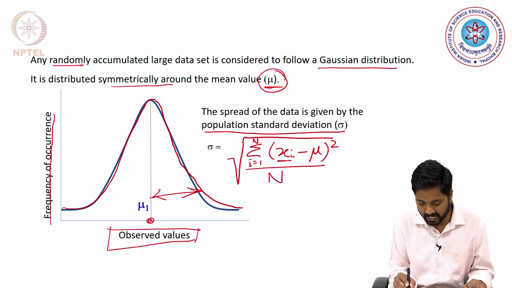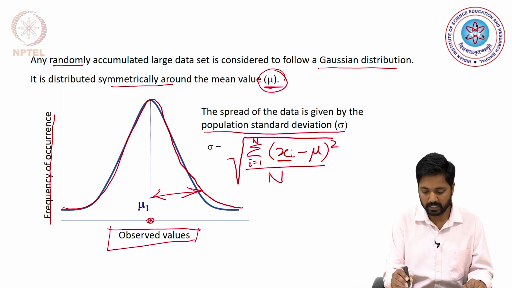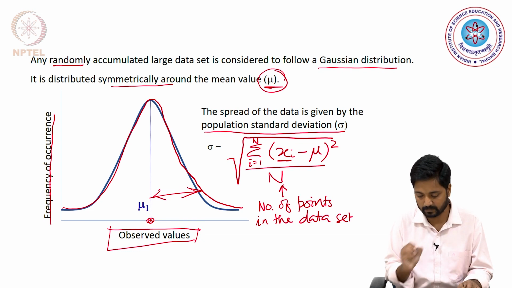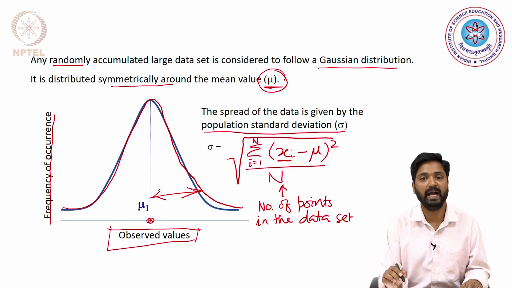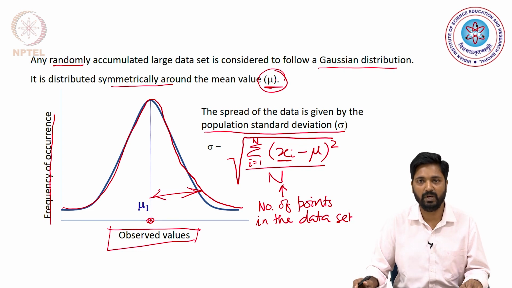So xi is the individual values of this data set, mu is the mean value of the data set, and n is the number of points in the data set. So, if we have the information about mu and sigma, we can very well understand how this population of data is behaving.